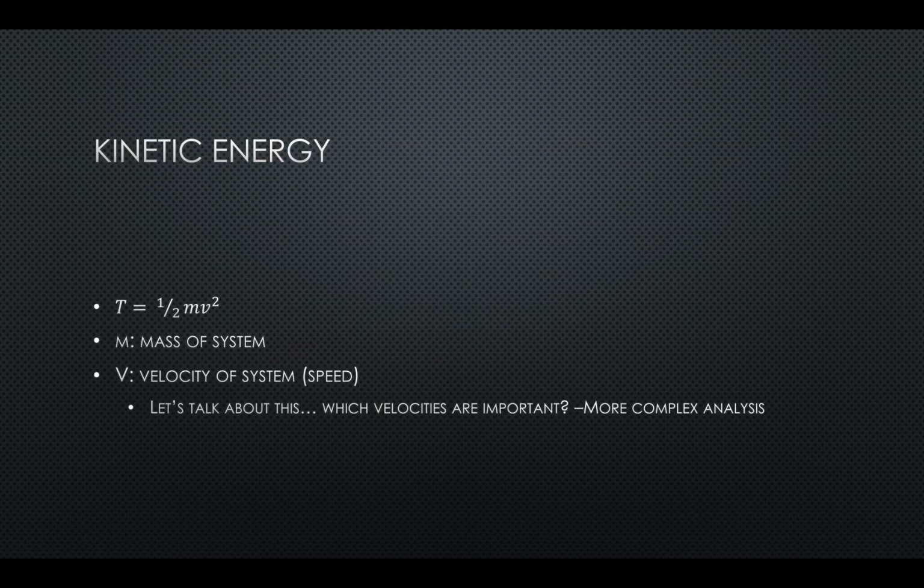So, kinetic energy is given by the relationship that it is equal to 1/2 mv squared, where mass is given by m, and the velocity of the system is given by v. Now, velocity is just a fancy word for speed. So, this tells us that kinetic energy is a direct function of the mass and velocity in the system.